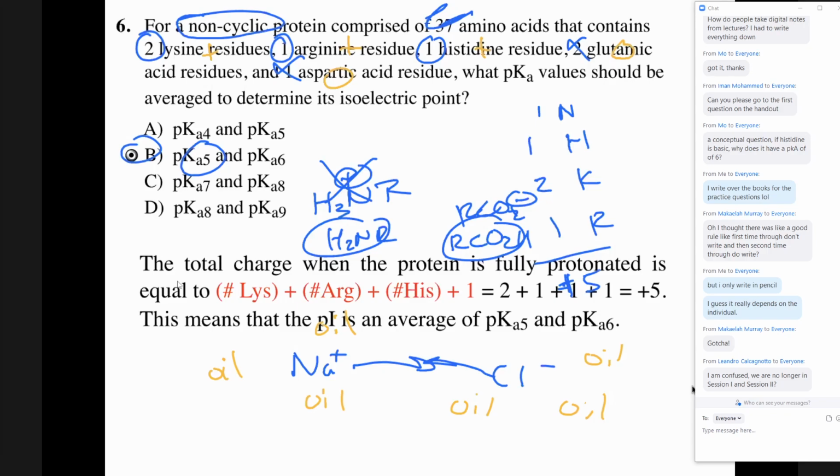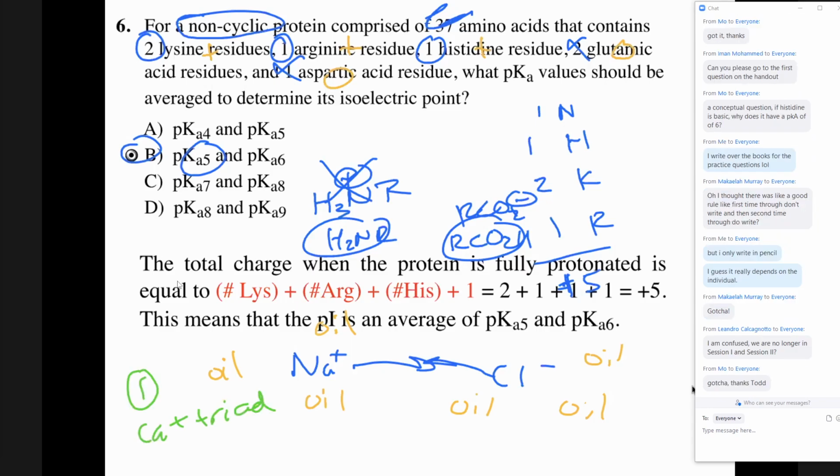But let me just write this down so I remember it. One, catalytic triad. So these are the things I need to go back to as I'm reading through. I want to make sure I don't skip anybody's.